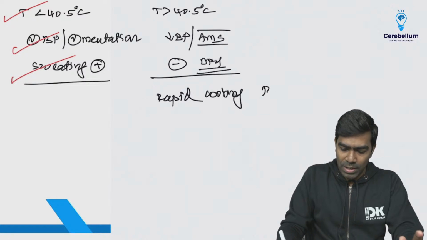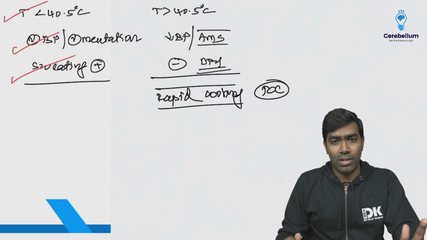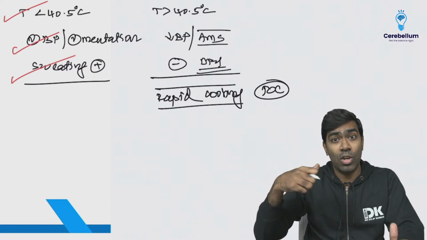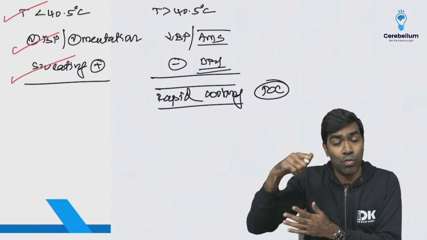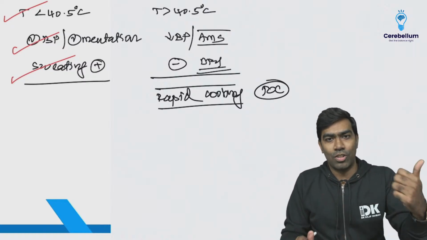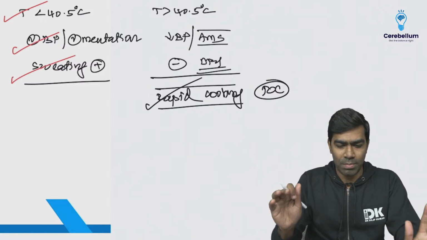There are many different types of cooling, active cooling, passive cooling and so on. Active cooling, for example, you can do by injecting cold saline. You can cool down the Ringer's lactate or normal saline to 4 degrees Celsius and inject it. That is one way of active cooling. There are multiple ways of active cooling. Rapid cooling is the treatment of choice.